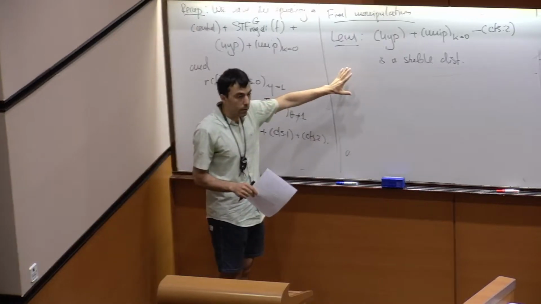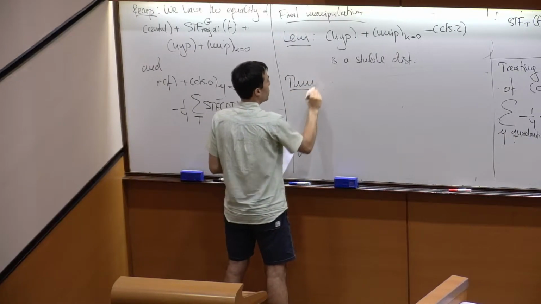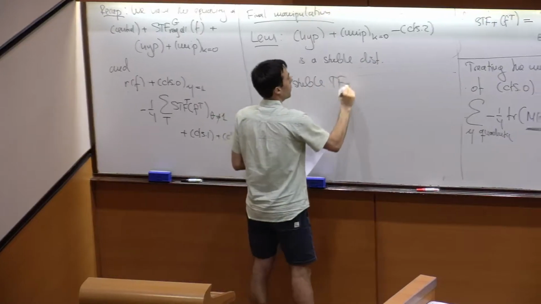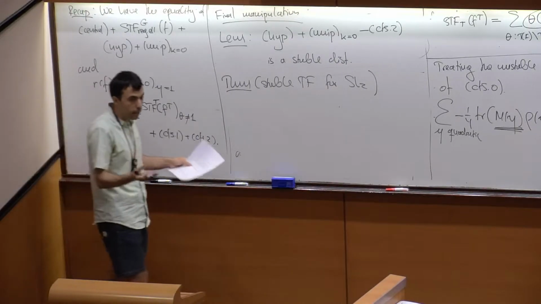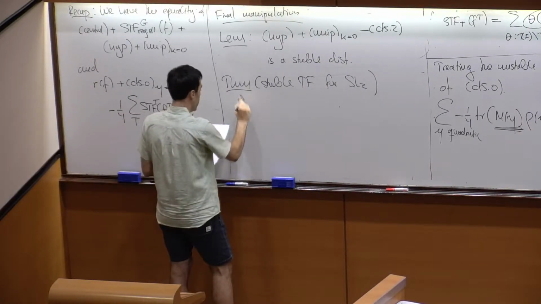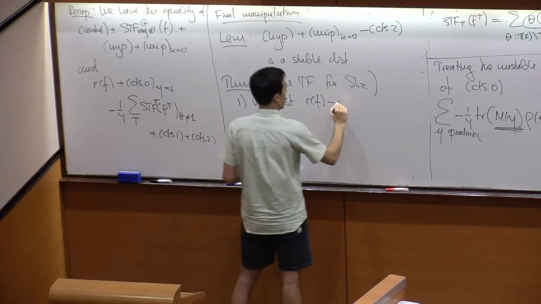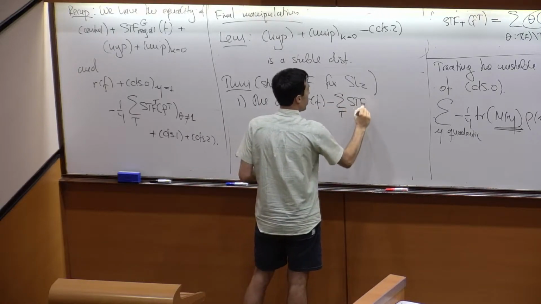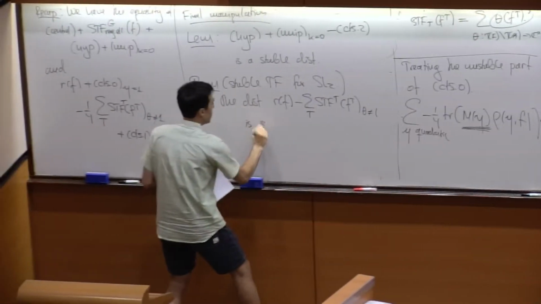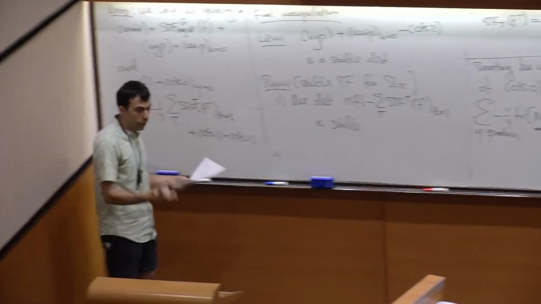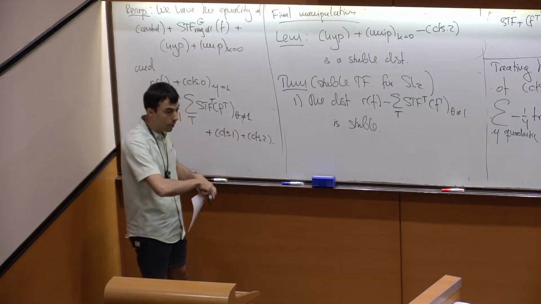Now, let's believe this for a moment, and let me say then what this means. So then the theorem, which is the stable trace formula for SL2, well, I don't know what Langlands thinks it would be. So in my mind, these are the two statements of the theorem. Statement number 1 is that the distribution R f minus the sum over T of S T f for T, f t at theta not equal to 1 is stable, which is not an obvious statement. It is an expected statement if you believe in the conjectures, but it's not an obvious statement.